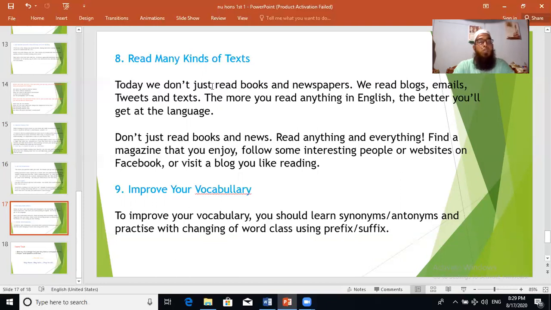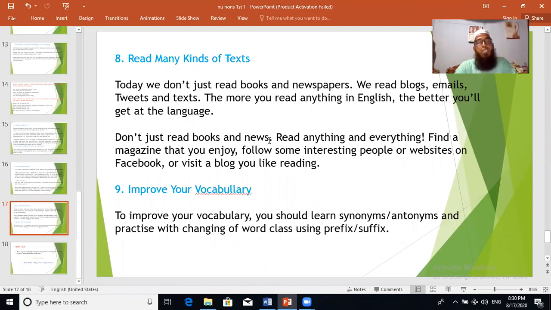So we have to read different types of books. Today, we don't just read books and newspapers. We read blogs, emails, tweets, and texts. The more you read anything in English, the better you will get at the language. Because if you read more and more, you will enrich your vocabulary. So if you have a good vocabulary, that will help you to understand the English text.